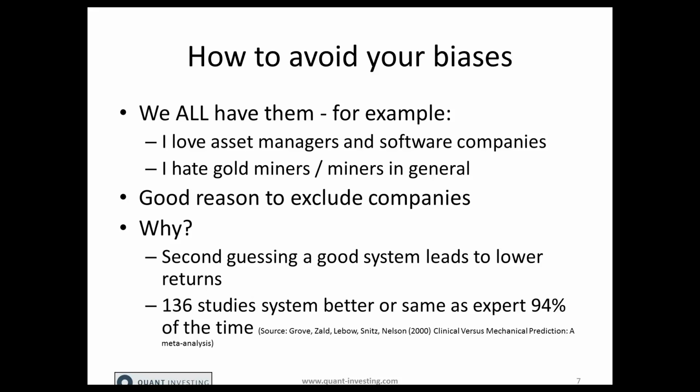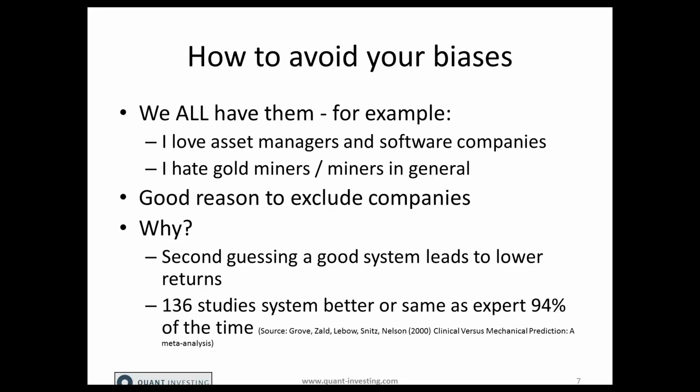In 2000, a lot of researchers did a lot of studies, 136 different studies, where they compared a mechanical system to experts making decisions. And in 94% of the cases, they found that the system had the same return or a higher return than what the experts had. Only in 6% of the time did the experts make a better decision than these mechanical systems.